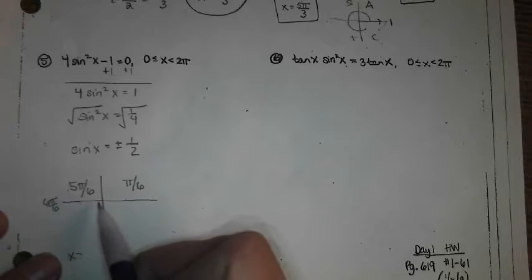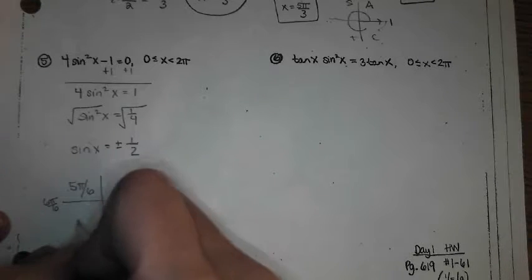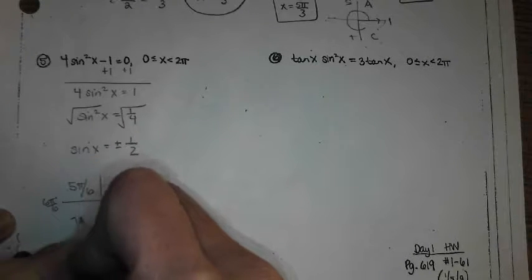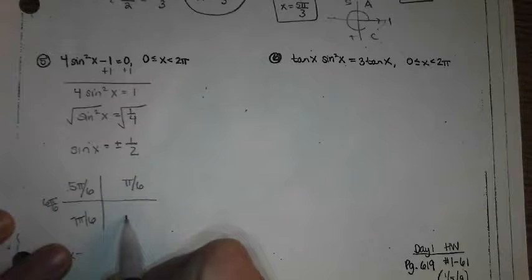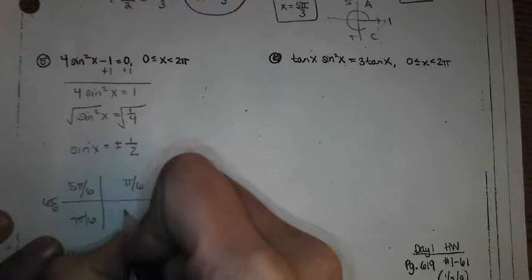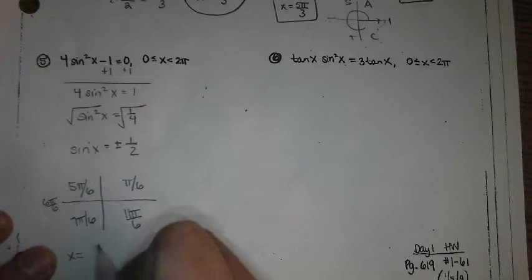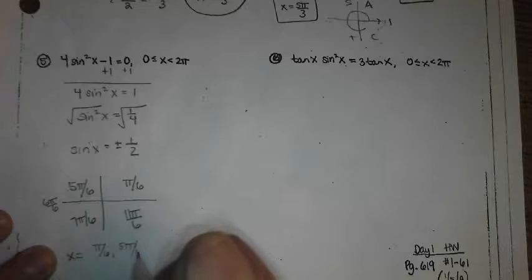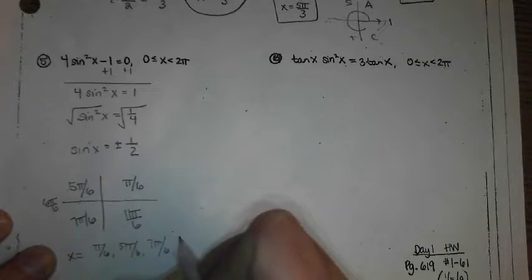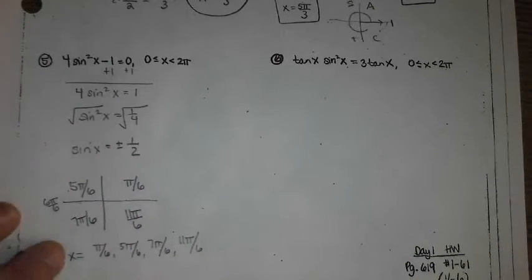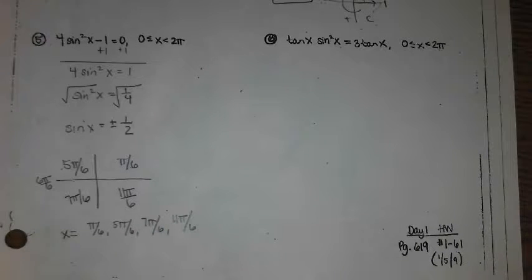But when sine of x equals negative a half, that's going to give me what in the third quadrant? 7 pi over 6. And what in the fourth quadrant? 11 pi over 6. So those are my four answers: pi over 6, 5 pi over 6, 7 pi over 6, and 11 pi over 6. That's accounting for my two positive a half options and my two negative a half options. Good? Any questions?